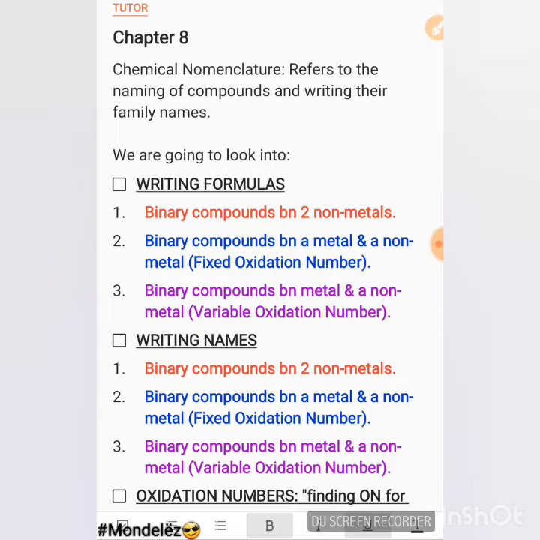Basically, this chapter refers to naming of compounds and writing their names. So we're looking into writing formulas, writing names, and also oxidation numbers, that is, finding the oxidation numbers of unknown elements. Under the section of writing formulas and writing names, you will see those written in red, blue and purple. For example, for number one, we'll be looking into writing the formula for binary compounds between two nonmetals, and also writing the name of binary compounds between two nonmetals. Same applies to number two and number three.